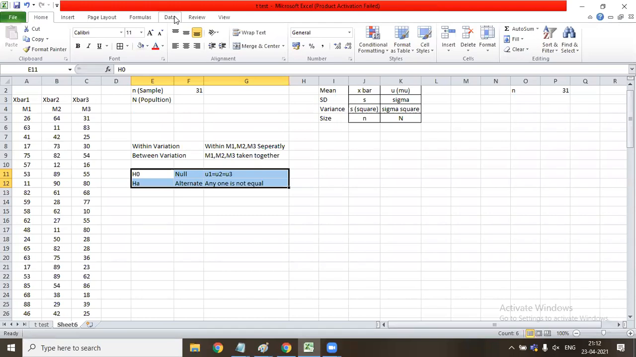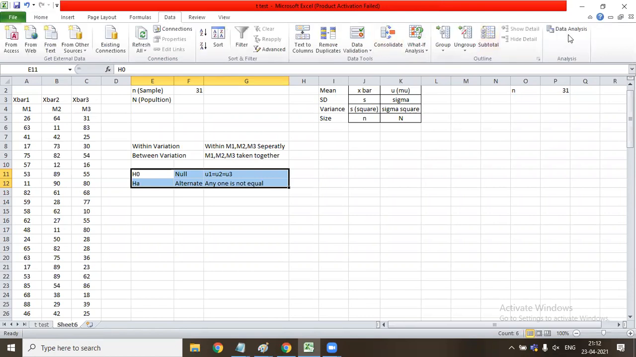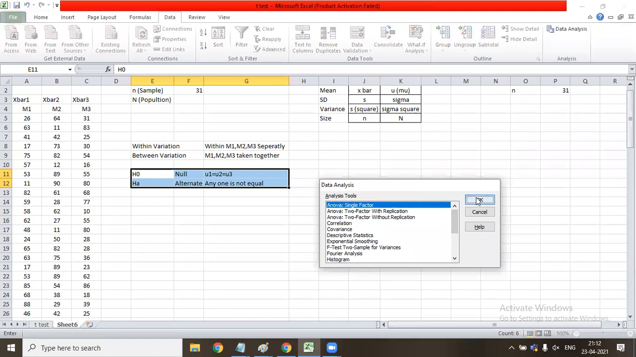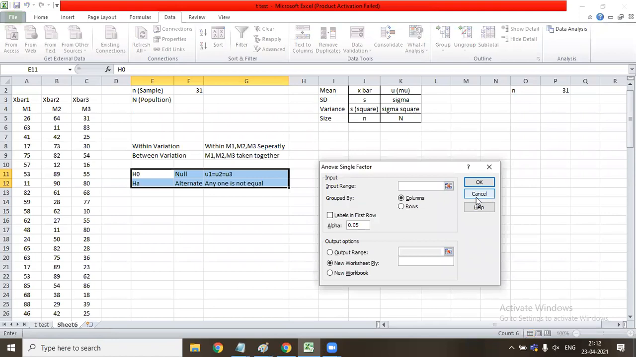ANOVA tries to estimate whether these 3 sample means are the same or not by taking the variations within the sample and between samples. That's the magic of the F test, which ANOVA applies on the backend. Okay, let me show you. I'll go to Data, then Data Analysis, then ANOVA. ANOVA is a process for the F test. The F test is used to conduct ANOVA. As yesterday we saw the T test, the name is ANOVA, but on the backend the F test is used.